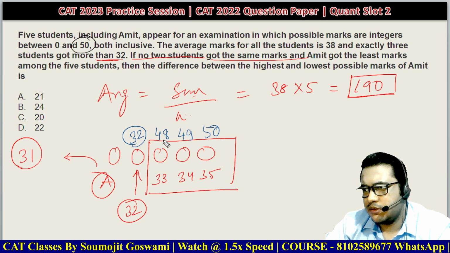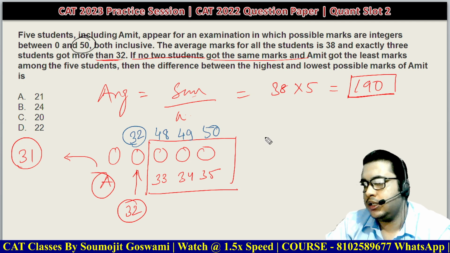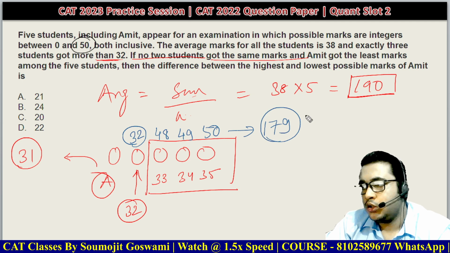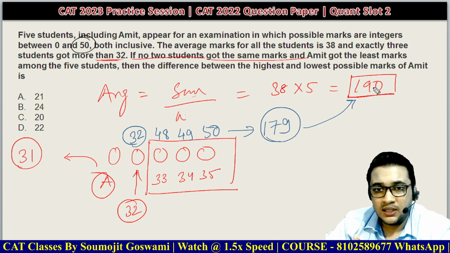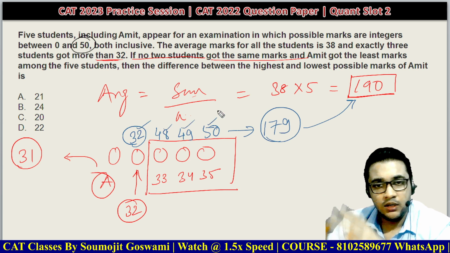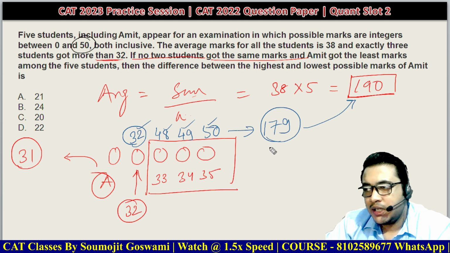So this is going to be how much? 70, 80, 80, 50 is 130, 130, 179. 179 is the total. And remember, this is the total by the 4 people. The 4 people, we are maximizing the marks. Okay. Total marks by them is 179.